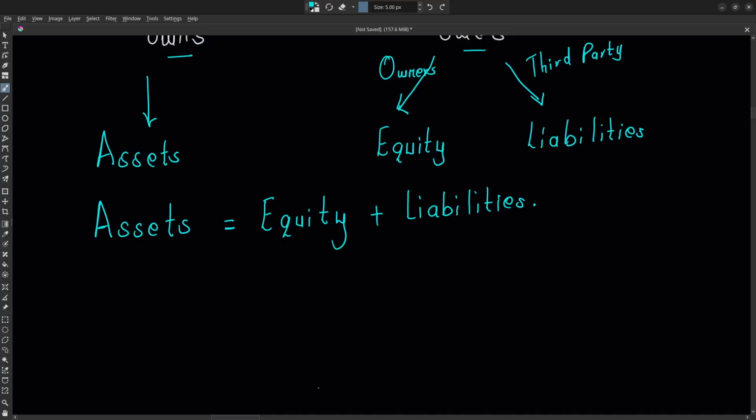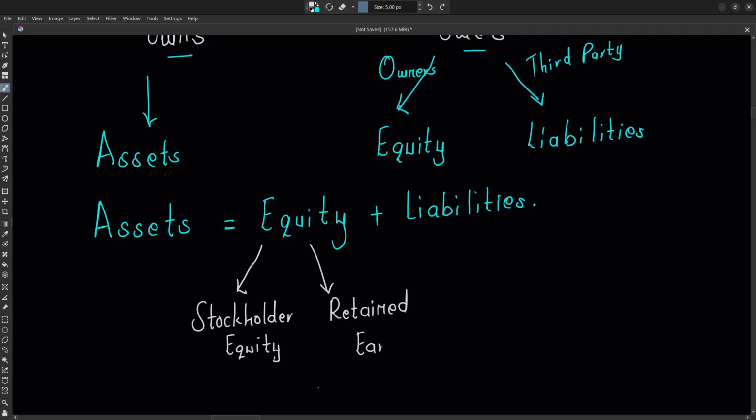Let us expand what equity is made up of. We have stockholder equity. If it is a company, definitely the people have some stock, so the shares. So there is that stockholder equity, and there is another aspect we call retained earnings, which forms part of the equity as well. Retained earnings.